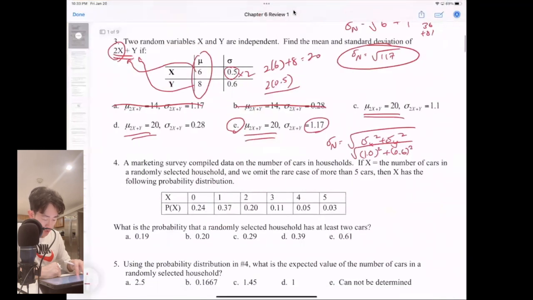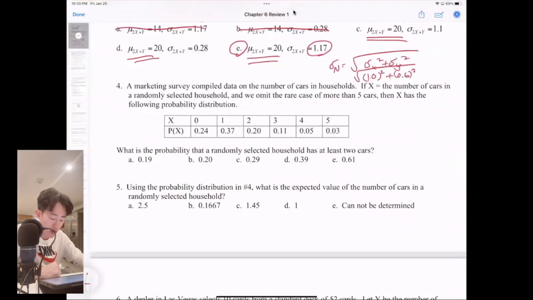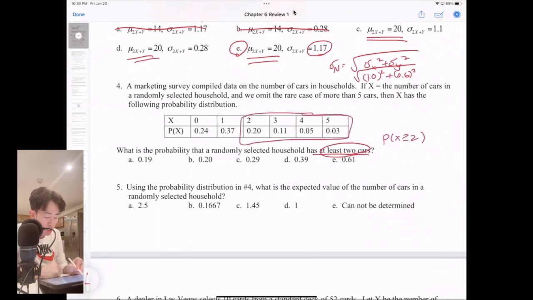Okay, so for number 4, what is the probability that a randomly selected household has at least 2 cars? At least 2 cars means the probability that x is greater than or equal to 2. So we're really looking at all of these 4 numbers. Combining all of this should give you D for this.